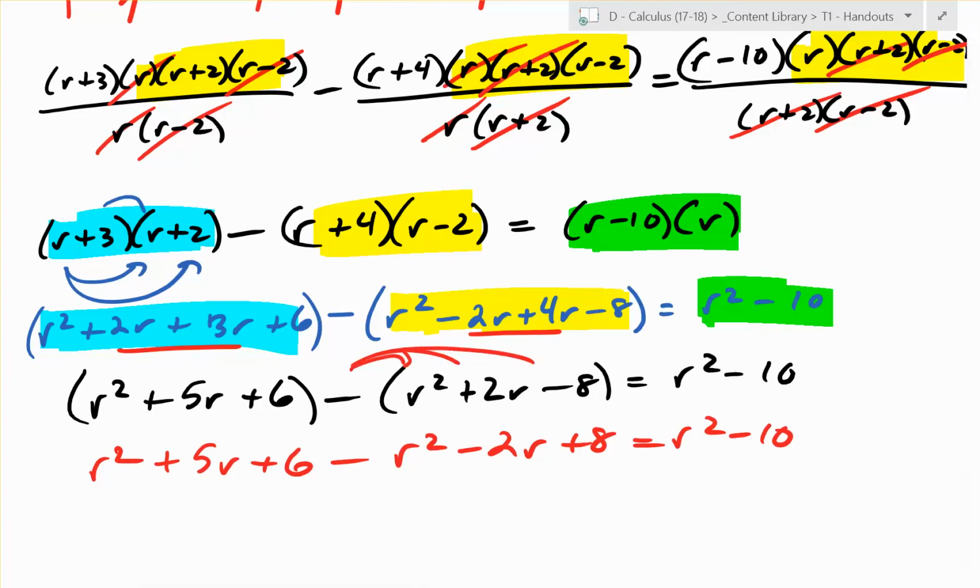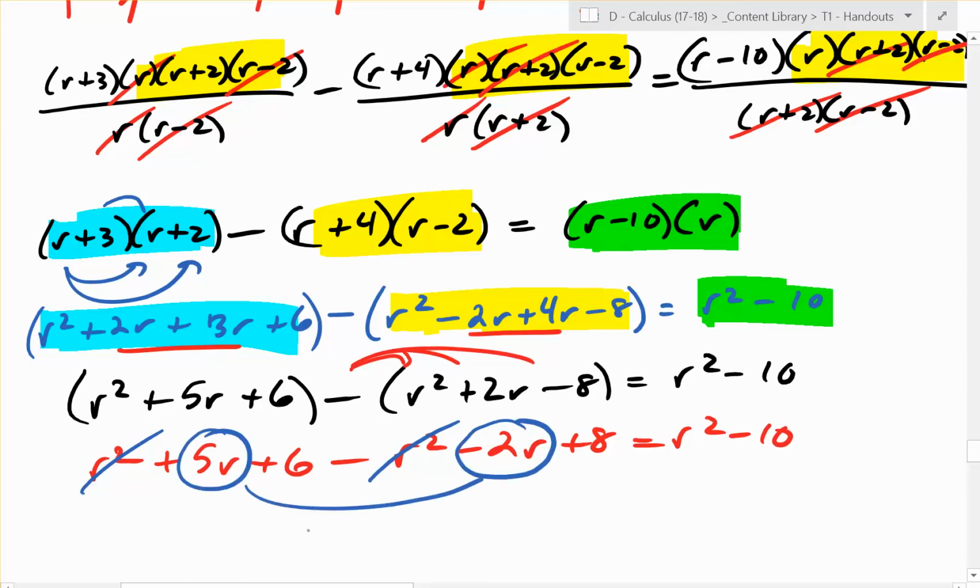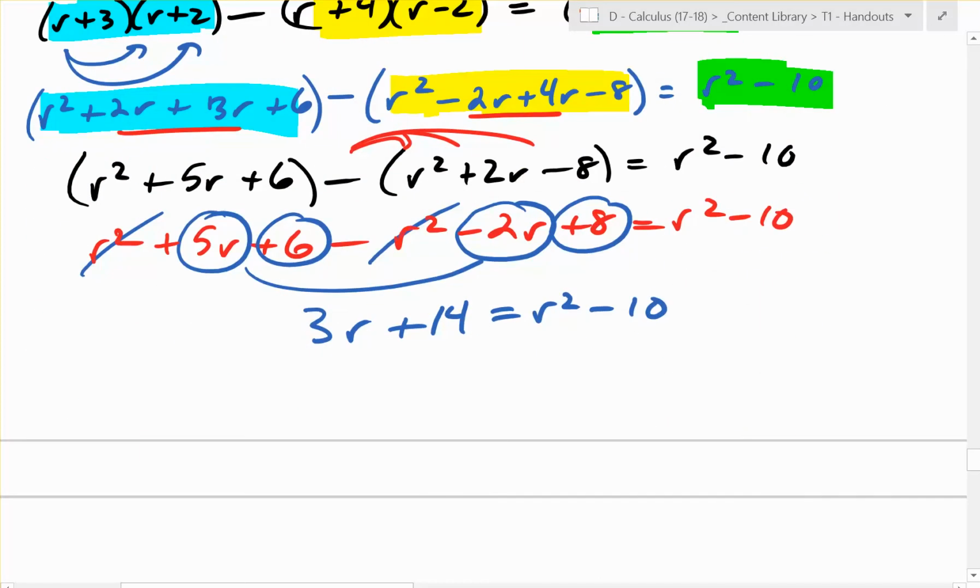So what cancels here? Well, we know that the r squareds are going to cancel. And then you have 5r and negative 2r, which forms 3r. And then you have 6 and 8, which is 14. And on the right-hand side, you still have the same thing. It's a quadratic, so you need everything on one side. So we'll subtract 3r and we'll subtract 14. So it's going to be minus 3r minus 24.